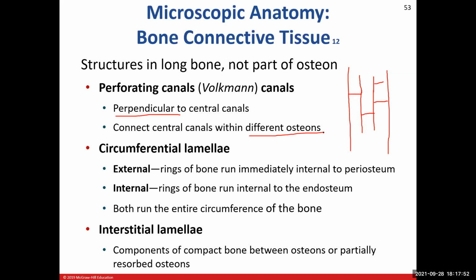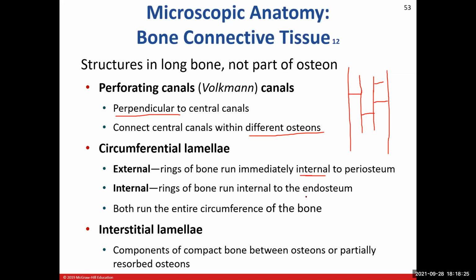All right, so we learned about our concentric lamellae, and those are the rings that go around the central canal. We've got two other types of lamellae that I want to discuss with you: the external and the internal lamellae. The external is going to be found just inside, or internal to, the periosteum. So that's going to be like this kind of big ring structure on the outer edges of our compact bone.